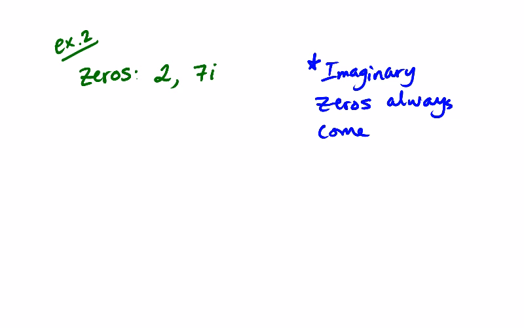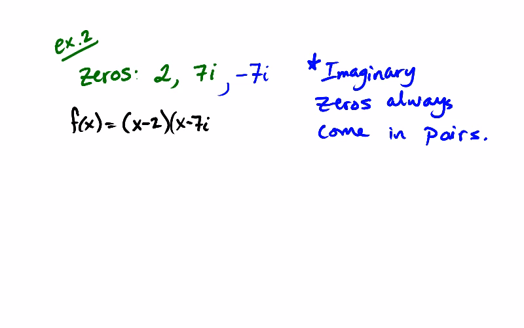We call them conjugates. One's positive, one's negative, but they always come in conjugate pairs. And so if 7i is a 0, then you also need to know that negative 7i is a 0. And the teacher doesn't necessarily have to tell you that it's a 0. You have to know and bring it into the problem, knowing that if they only gave me 7i, I need to know that negative 7i is also a 0. So I have 3 zeros here, and we're going to write f of x equals x minus 2, x minus 7i, and x plus 7i.